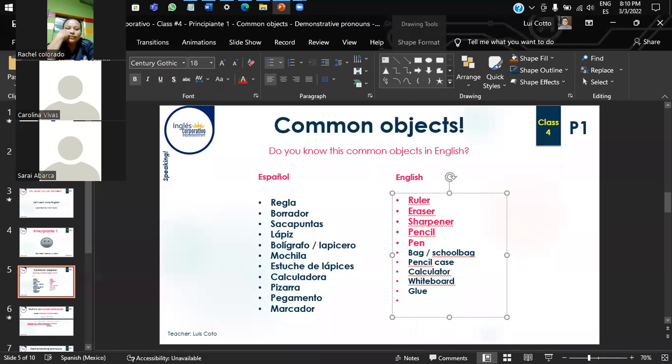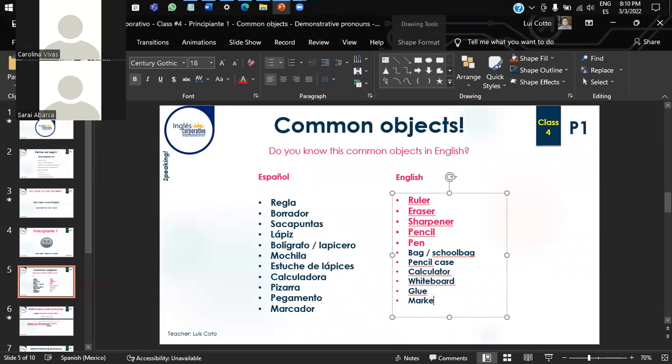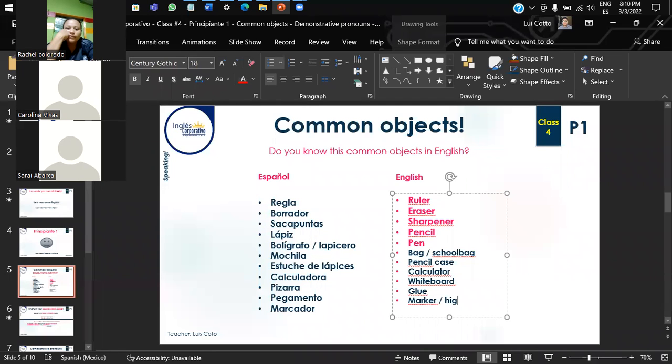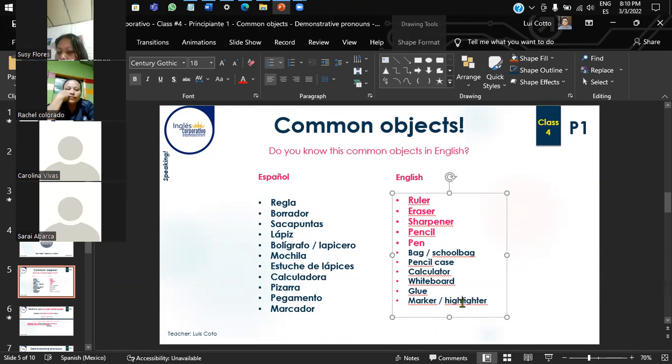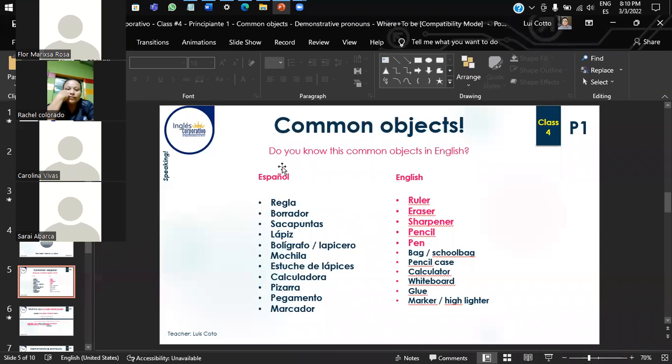Next, the last one. Marker. Okay, marker. You can say marker, or highlighter. Highlighter. Resaltador. Okay, you can be both. Marker is a normal one, blue, black. And highlighter is fluorescent. This is fluorescent. Highlighter. Okay, those are some common objects.